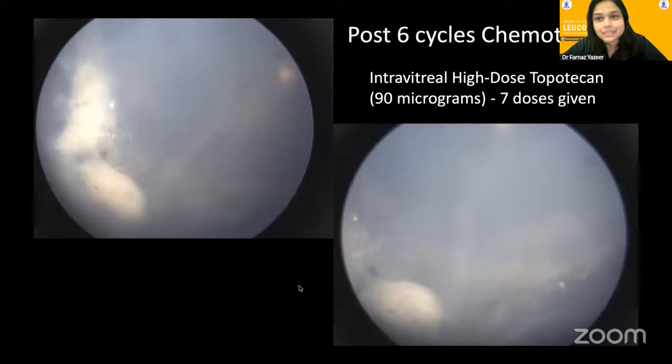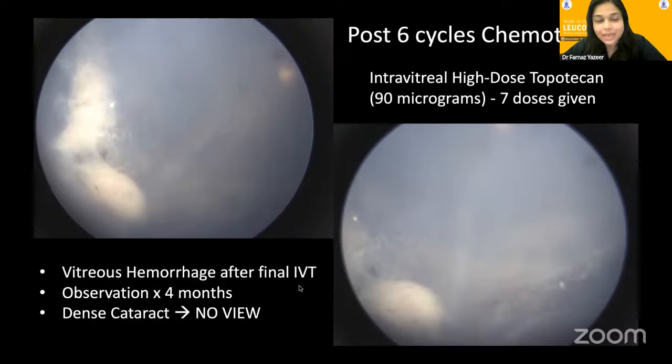Post 6 cycles, there was significant reduction in the tumor size and infiltration, and intravitreal high-dose topotecan, 7 doses, was given. After the final injection, the child developed vitreous hemorrhage. VH resolution was extremely slow, and the child was observed for 4 months in order to look for resolution of the VH. But he developed total cataract, and ultimately there was no view of the retina.